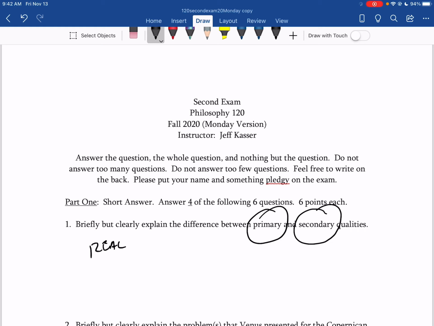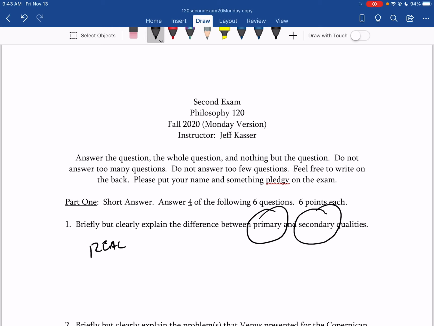A lot of you tried to capture that by saying something along the lines of primary qualities are real and secondary qualities are not. I see why you did that. Galileo and Descartes don't think that redness is really out there, as it were. But that's really not an adequate way of formulating it. I gave you considerable partial credit, but it's not going to do the trick.